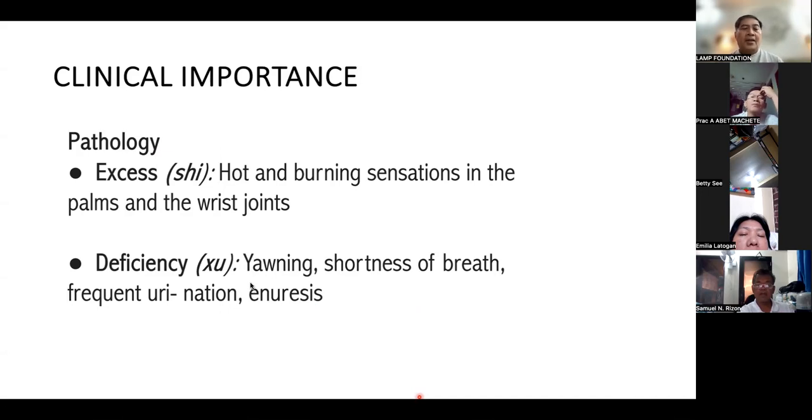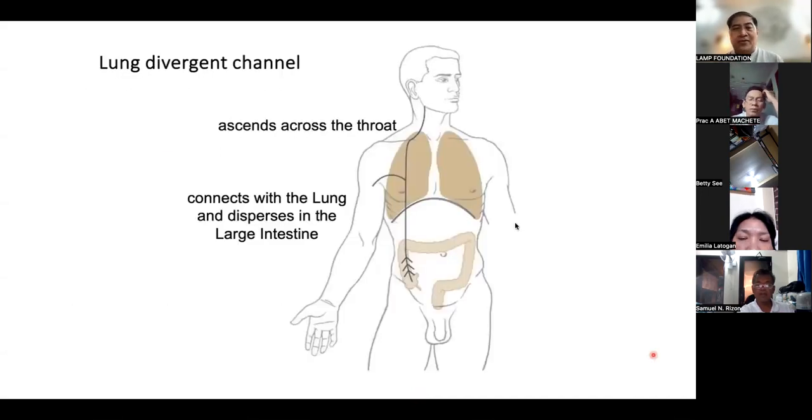Now, another channel, I hope you don't get confused yet, is the divergent channel. This channel diverges from the primary channel at the axilla. Then it travels anterior to the path of the pericardium channel into the chest, where it connects with the lung before dispersing in the large intestine. Then a branch proceeds upwards from the lung, emerging at the collarbone.